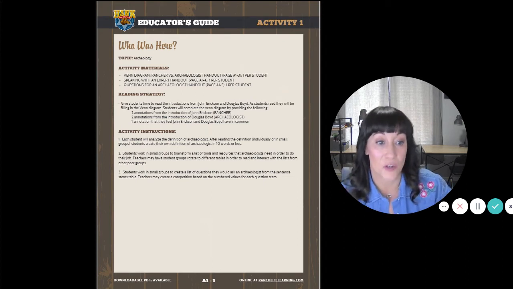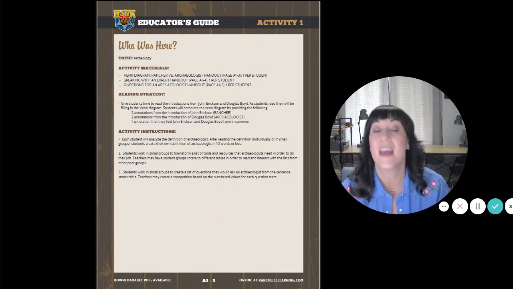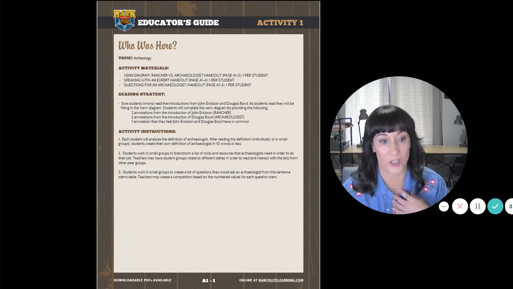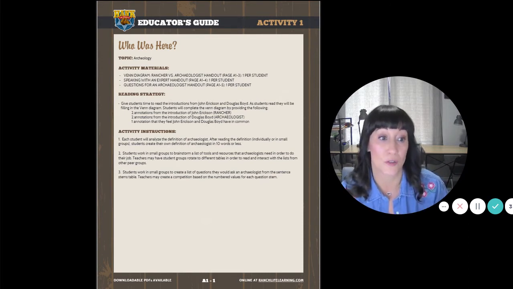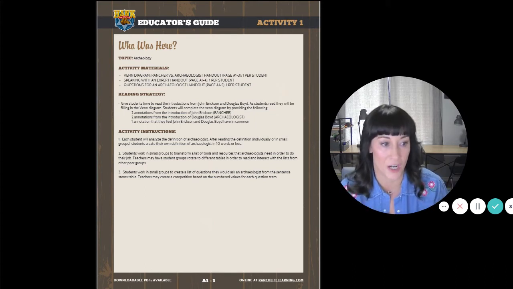The activity instructions are for each student to analyze the definition of archaeologist. After they have analyzed that definition that is provided for them, then they write their own in their own words. Then they can work in small groups to form a list of tools about what do you think archaeologists need in order to complete their job.